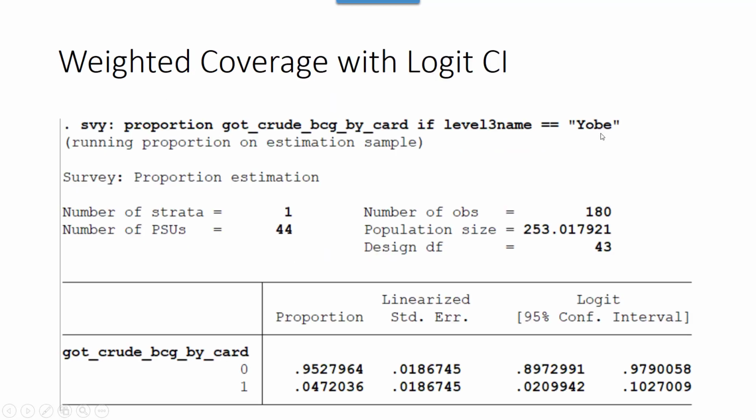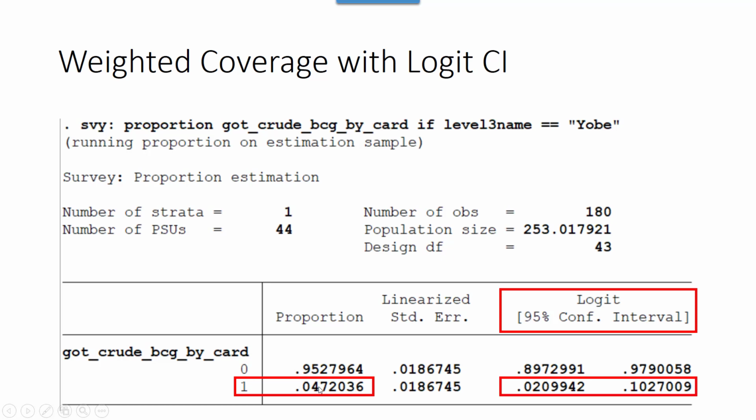So when we type this in, here's the table that results. The weighted proportion of ones in the data set here is 0.047, and as is the case with EpiInfo, we would need to multiply this by 100. So the estimated coverage here is 4.7%. And the Logit 95% confidence interval goes from 2.1% up to 10.3%. So this is a simple calculation of coverage in one stratum. The default confidence interval here is a Logit interval.